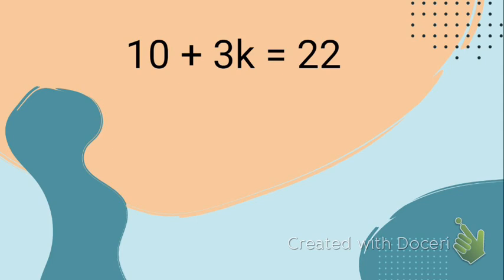So the first thing was to get rid of the adding and subtracting. Get rid of the constants, the ones that are just the numbers. So if this is a 10, what is happening to my 3k? I'm adding 10 to it, so the opposite of that, the inverse of adding 10, is subtracting 10. So I draw my line here.